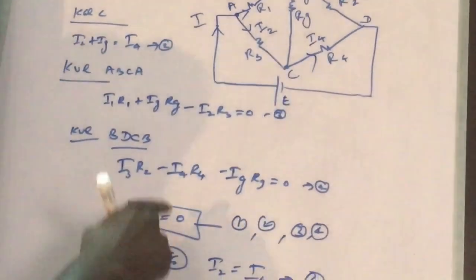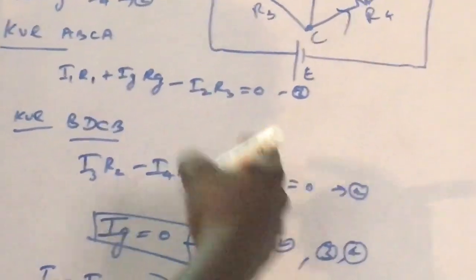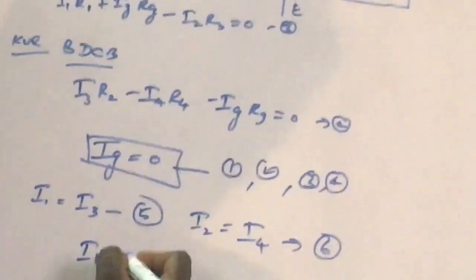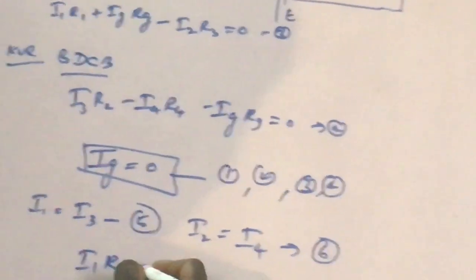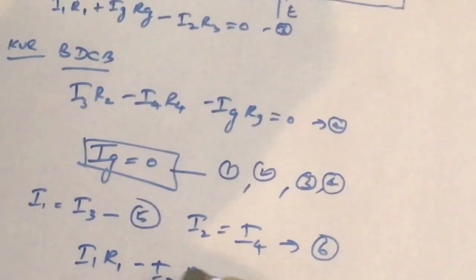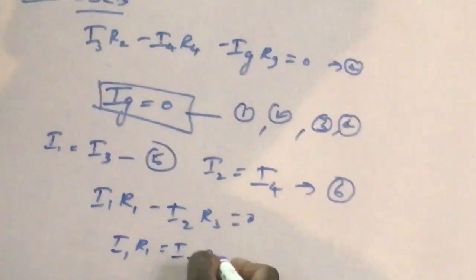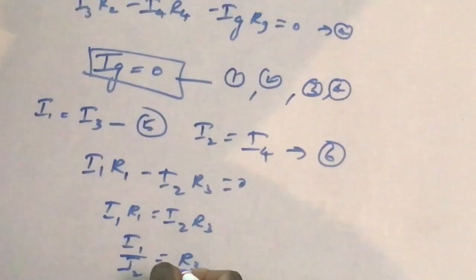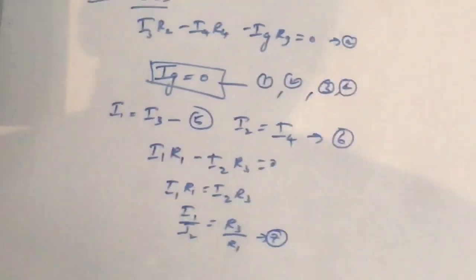Now I am going to substitute Ig equal to 0 in 3 and 4. If I substitute Ig equal to 0 here, I1 R1, Ig term is 0, so I am left with minus I2 R3 is equal to 0. So I1 R1 is equal to I2 R3, which means I1 by I2 is equal to R3 by R1. Let's say that is my equation number 7.